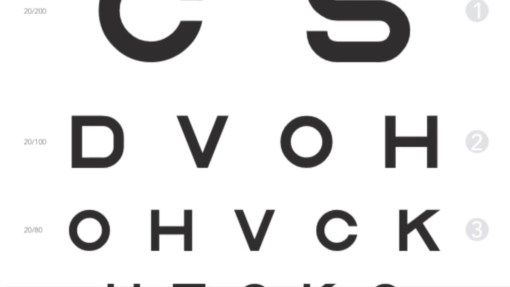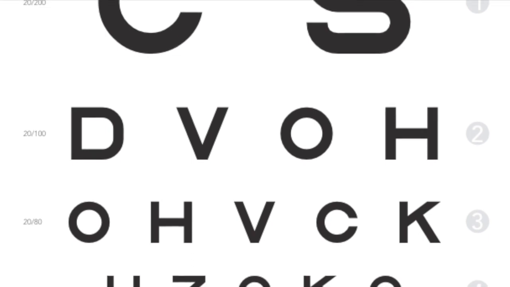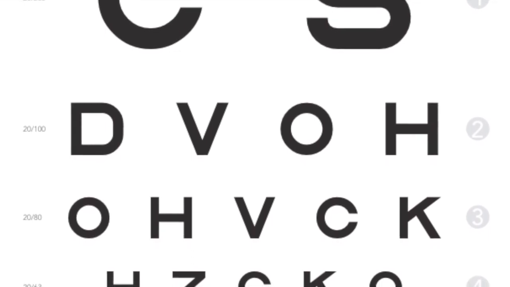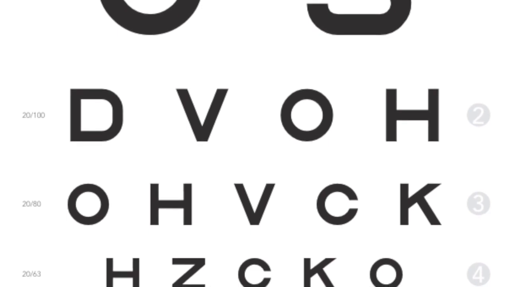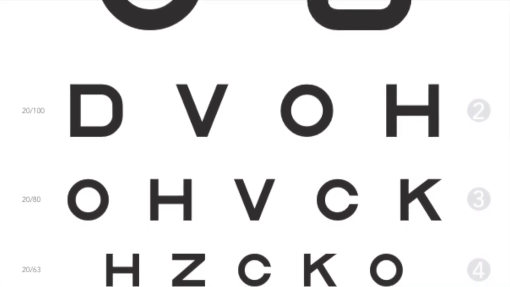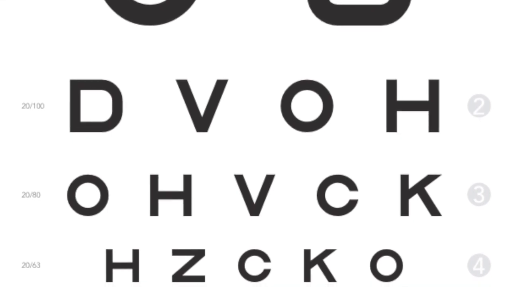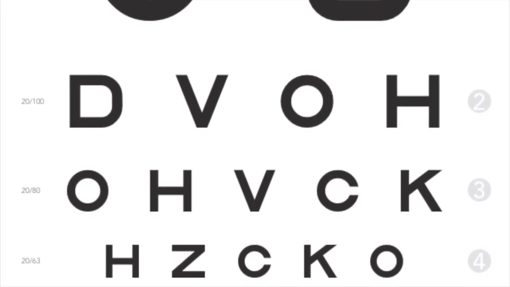C S. Okay, and now the second line. D V O H. Okay, now the third line. O H D C K. Okay, and next. The fourth, H Z C K O. Okay, fifth line. N C K H D. Okay, sixth line.